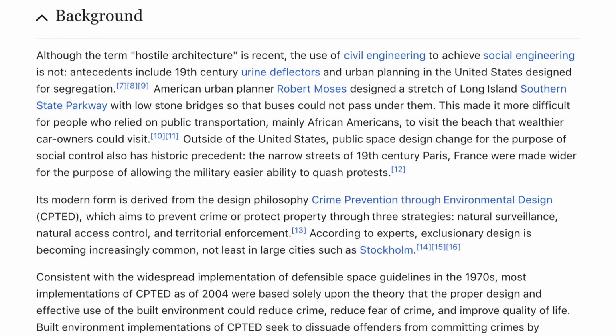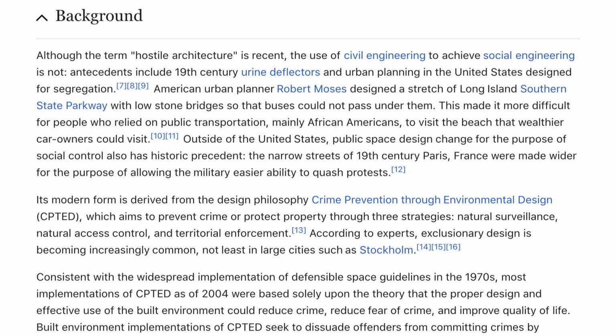Background. Although the term hostile architecture is recent, the use of civil engineering to achieve social engineering is not. Antecedents include 19th century urine deflectors and urban planning in the United States designed for segregation. American urban planner Robert Moses designed a stretch of Long Island Southern State Parkway with low stone bridges so that buses could not pass under them. This made it more difficult for people who relied on public transportation, mainly African Americans, to visit the beach that wealthier car owners could visit.